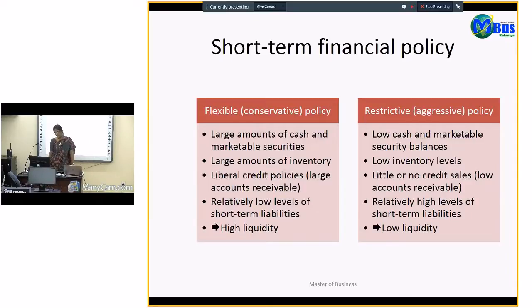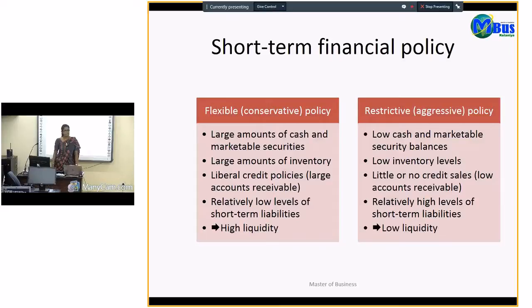Low cash and marketable security balance, low inventory levels, little or no credit sales, low accounts receivable, relatively high level of short term liabilities, low liquidity. This is entirely the other way of the flexible, right? In the restrictive policy, low liquidity means higher profitability, right?